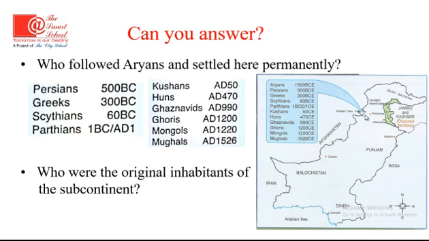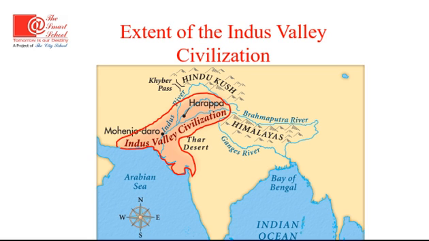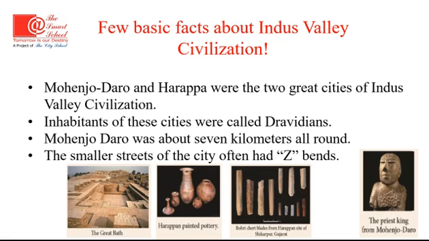Now, who were the original inhabitants of the subcontinent? Yes, they were Dravidians. Dravidians were the original inhabitants of the subcontinent. Now let's see the extent of the Indus Valley civilization. You can see this shaded area in pink color, and it is highlighted with the red color line. So this area shows us the extent of Indus Valley civilization, and two important cities of this civilization are also highlighted here, Harappa and Mohenjo-daro.